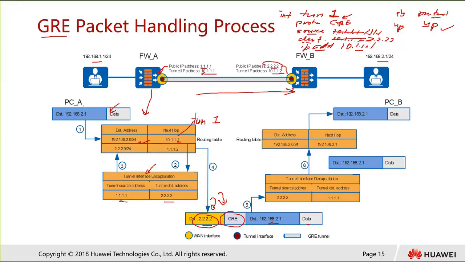So when this destination receives it, it will perform the reverse process. First of all, you look at this: this is a GRE tunnel. After that, they will decapsulate the headers, the 2.2.2.2 header and the GRE header. Once they decapsulate, they actually see the private IP. After that, based on the routing table of this firewall, for the 2.0 segment, they will forward to the next hop, and eventually it reaches the PCB.